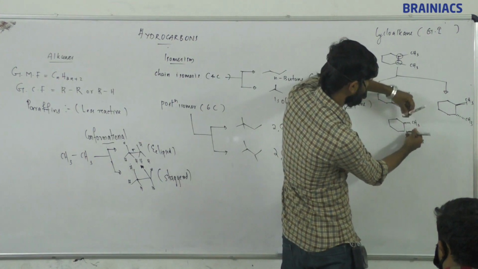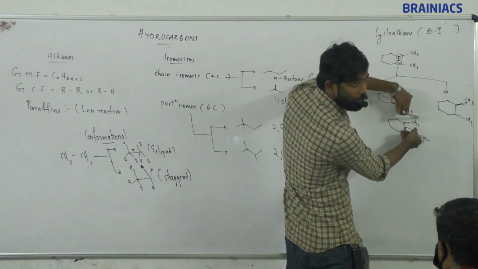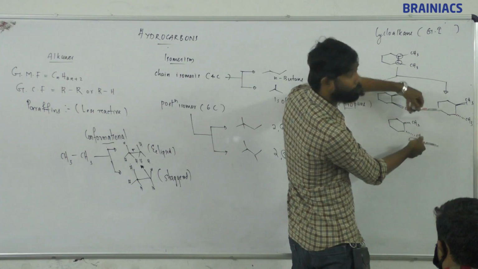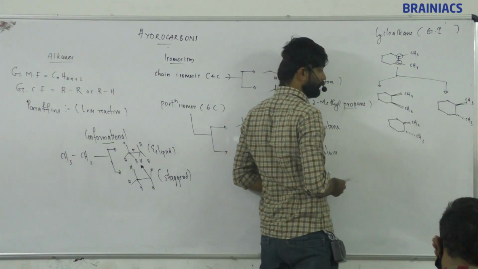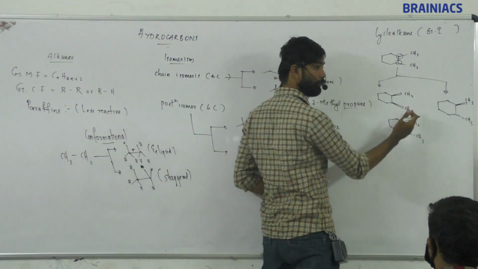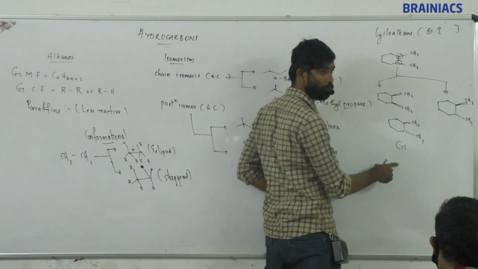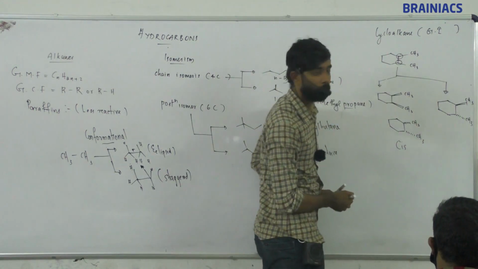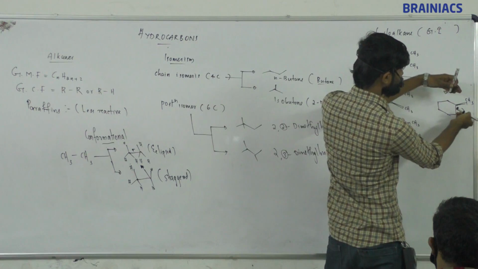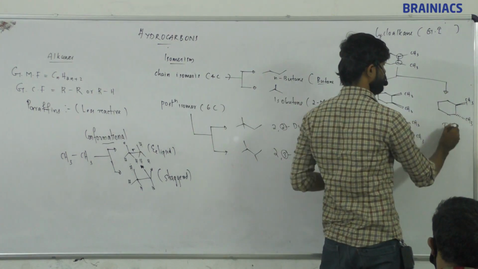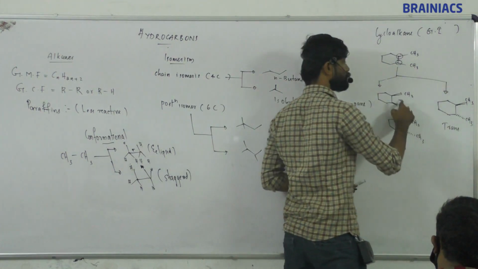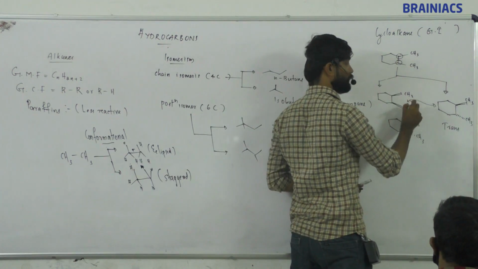If these two are in a backward plane, which means these two are in the same plane, either front or back, it is said to be the cis form. And if it is like this, it is said to be trans form. Listen, this is cis form and this is the trans form.